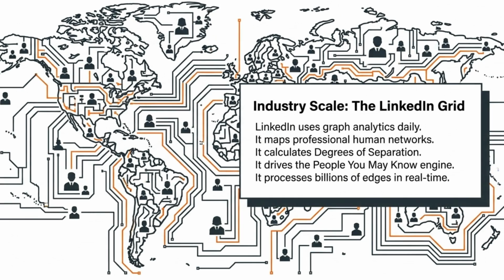Graph analytics operates at industry scale. Companies like LinkedIn use these methods daily to map professional networks, calculate degrees of separation, and drive recommendation engines by processing billions of connections in real time.